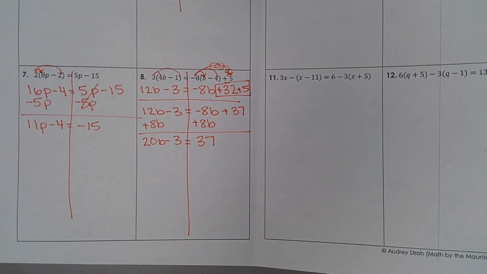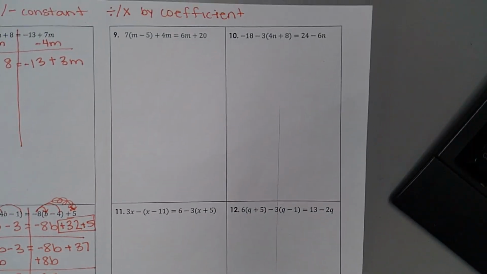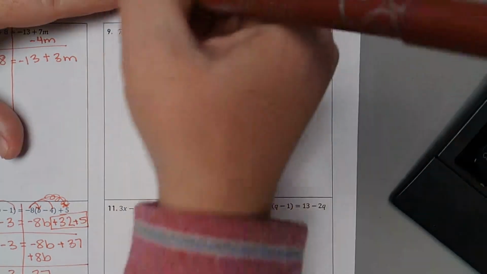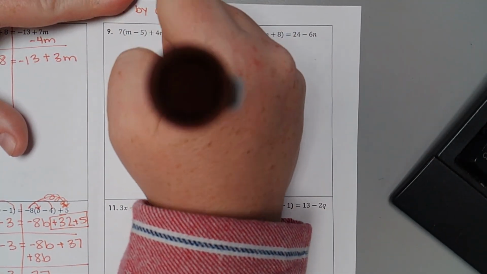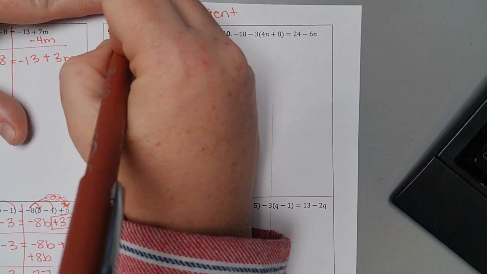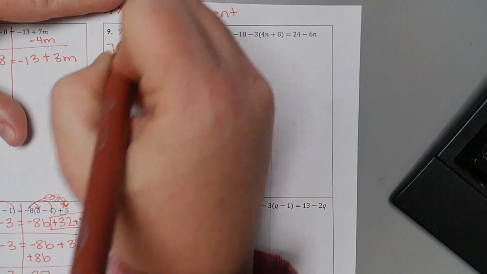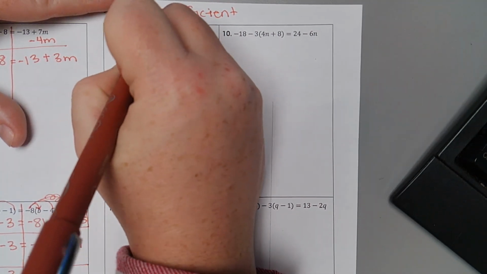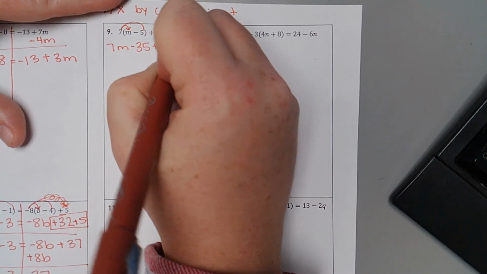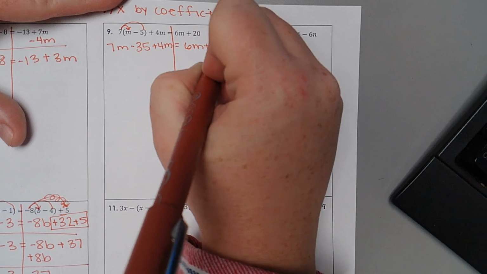Now you have a two-step problem, so we're going to just add 3 to both sides. Number 9, we're going to do all 3 steps because we're going to be distributing and then combining like terms. So first I'm going to distribute my 7. 7 times 1m is 7m. 7 times negative 5 is negative 35. And then I'm going to bring down my 4m. And on the right side, I don't do anything. I just bring it all down.